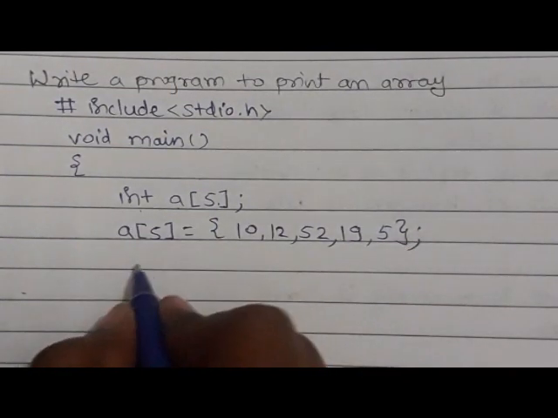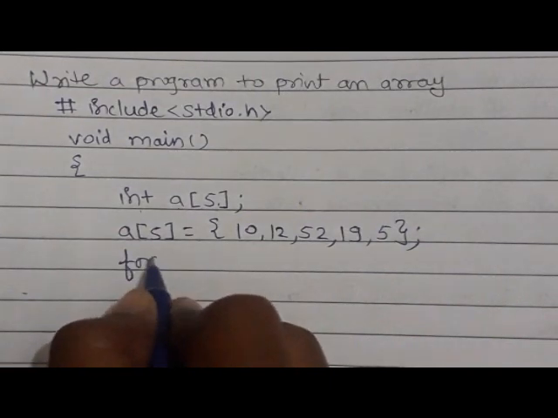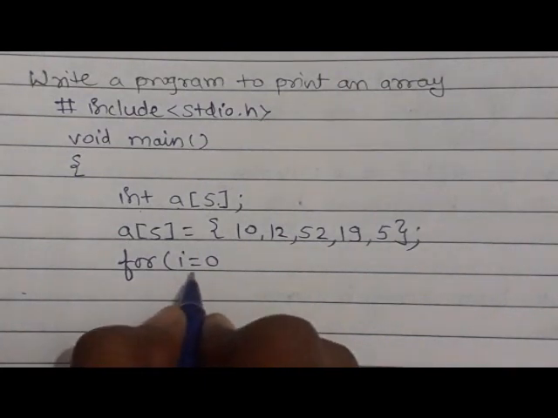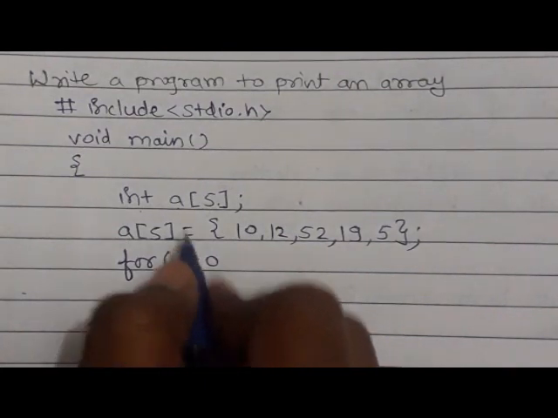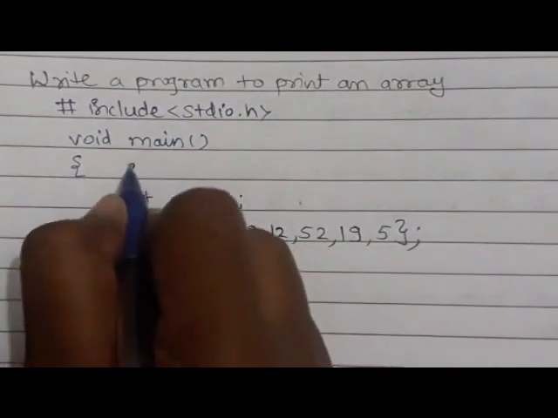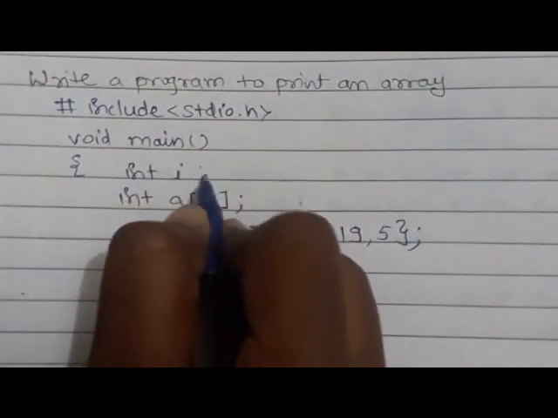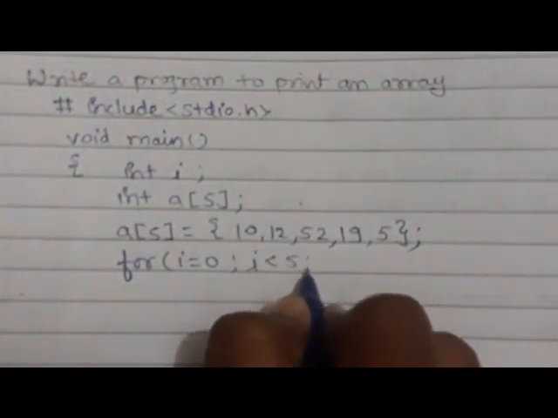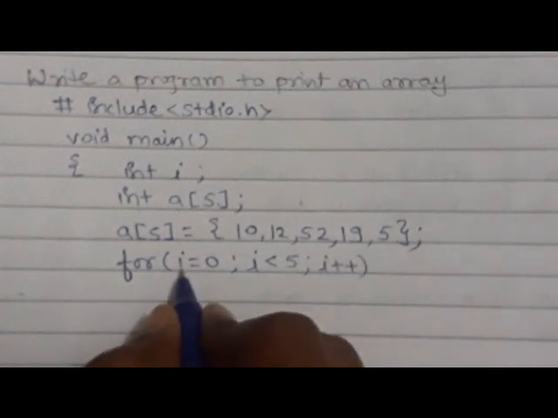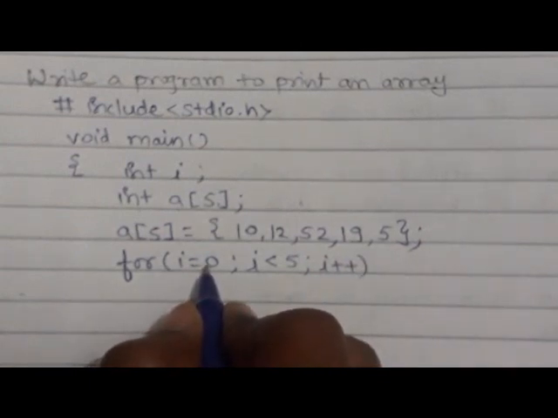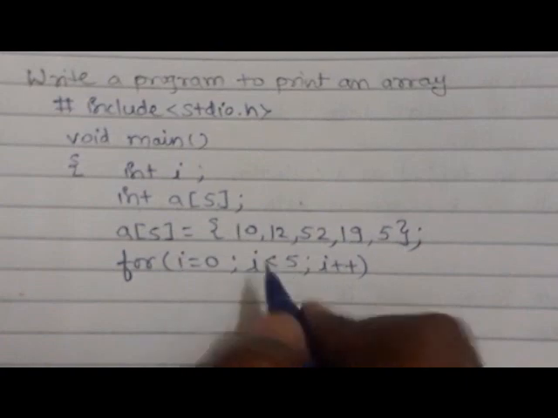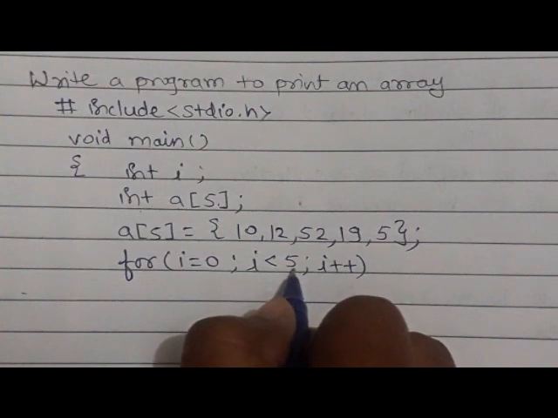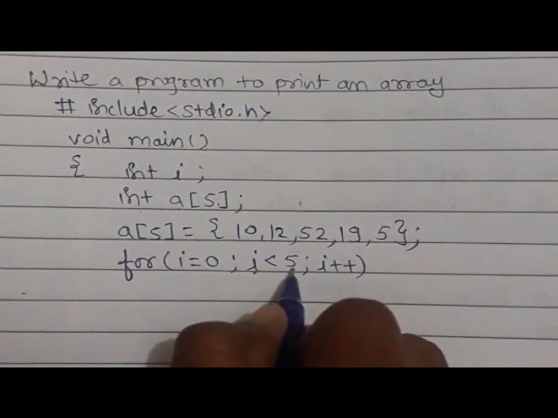Now after that we have to print these values. Therefore we write a for loop, I is equal to 0. Here I is not declared, so we declare this variable: int I is equal to 0; I is less than 5; I plus plus. Our index starts with the 0th index and the last value is stored at the fourth index. The size of the array is 5, therefore I is less than 5.